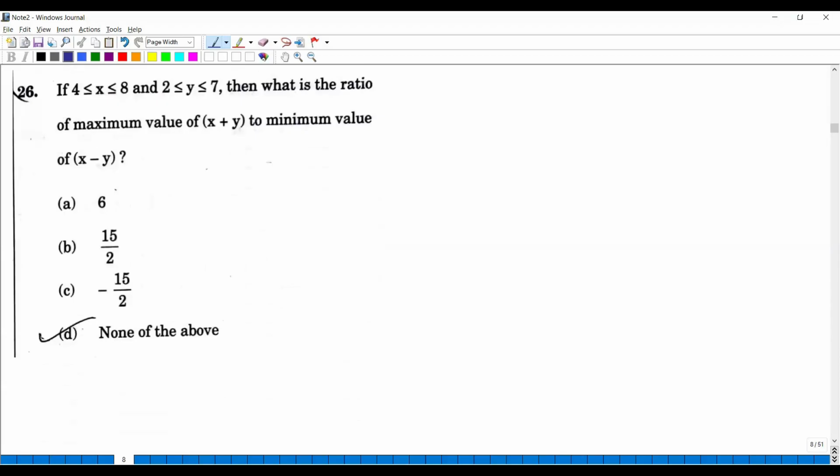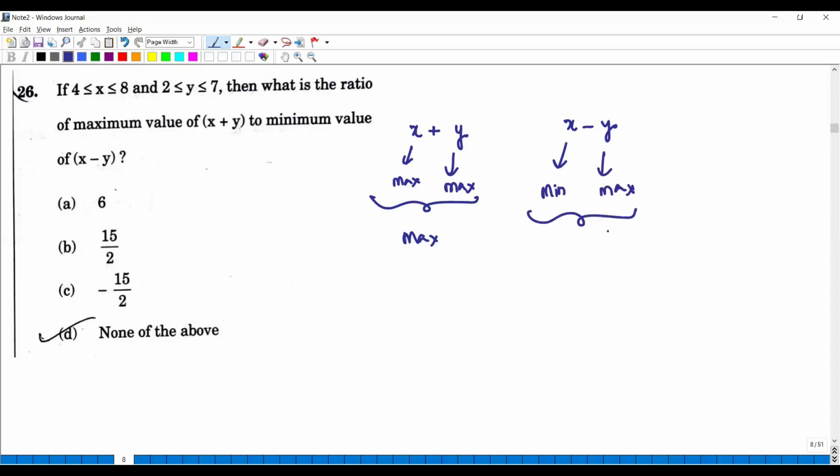They are giving you the limits for x and y. What is the ratio of the maximum value of x plus y to the minimum value of x minus y? See, when you want x plus y to be maximum, put the maximum value of x and the maximum value of y. Then it becomes maximum. When you want the minimum value of x minus y, the y is negative, so you take the maximum for y. Then it becomes minimum.